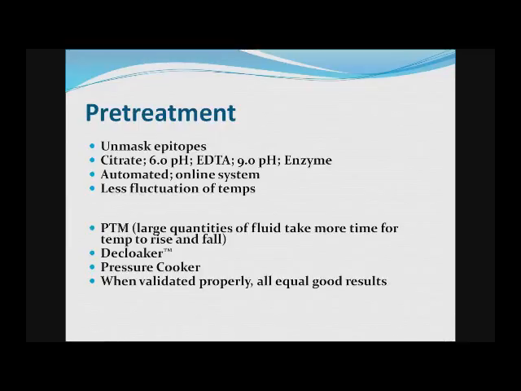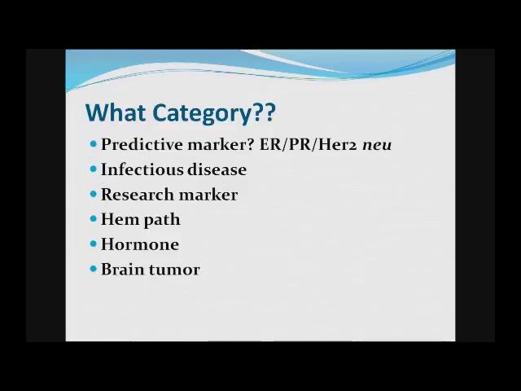Sometimes in your methodology, in your laboratory, conditions are different, and you will get the best results using something else. If you're using an automated system where your retrieval, your dewaxing, everything is online, you're going to get less fluctuation of temperatures and probably faster staining possibilities. But I have used in the past pressure cookers, decloakers, PTMs, and when you validate these properly, they all work exceptionally well. They do have to be validated, whatever you're doing.